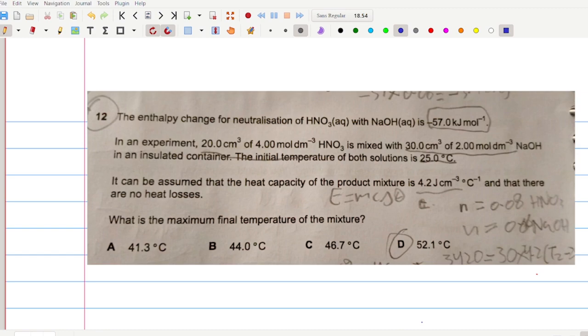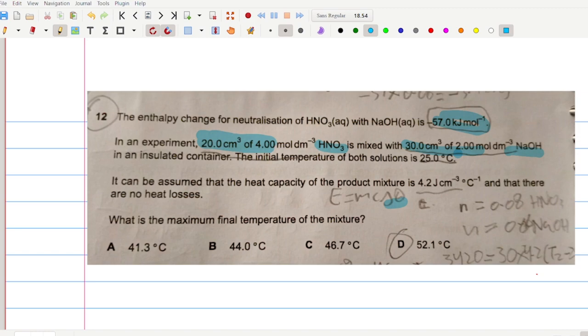The enthalpy change for the neutralization of nitric acid with sodium hydroxide is minus 57.0 kilojoule per mole. In an experiment, 20.0 centimeter cube of 4.0 mole per decimeter cube nitric acid is used. Similarly, the volume and concentration of sodium hydroxide is given.